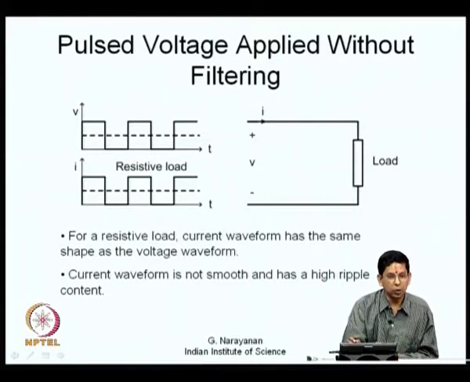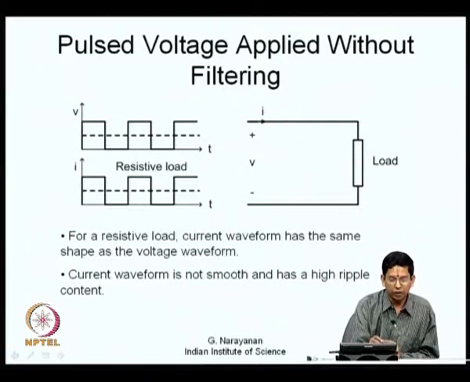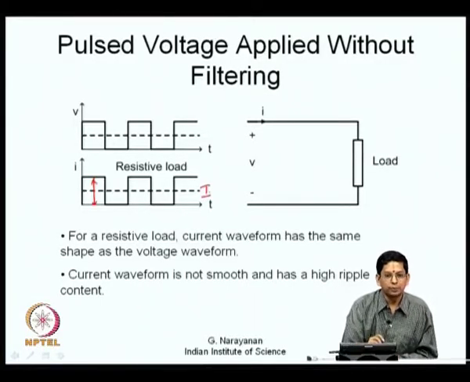If it is a resistive load, then the current waveform has the same wave shape as the DC input voltage. The current certainly has an average value, has its DC component, but the current also has a ripple component. The peak to peak ripple is twice the average value of the current that flows through the load. So, the ripple is pretty high.